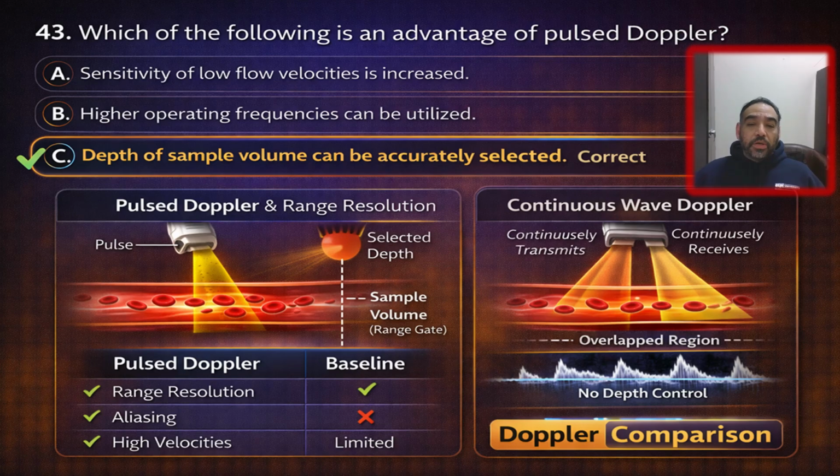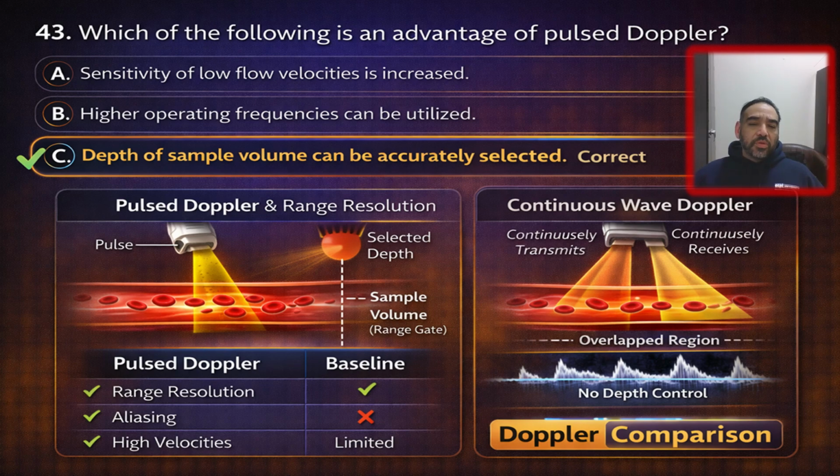The major advantage of pulse wave Doppler is range resolution, right? The ability to choose a specific depth or range gate. With pulse wave Doppler, the system sends a pulse, waits for the echo, and uses timing to determine the depth. So you can place a sample volume exactly where you want it. And that's something that continuous wave Doppler can't do. So let's look at why the others are wrong.